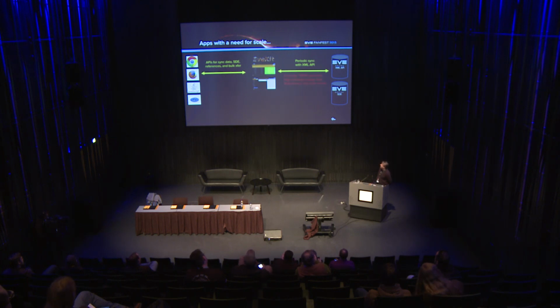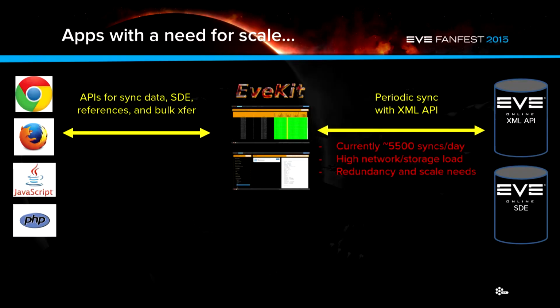Well, on the back end, we're syncing a lot of data. Last weekend when I looked, we were doing about 6,000 syncs a day. So that was over about 80 accounts. Obviously, the more users we add, the more load there would be. So there could be pretty high network and storage load over time.